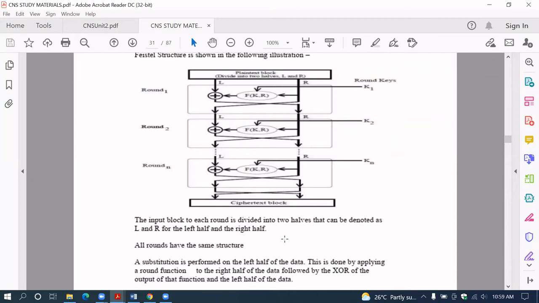So a substitution is performed on the left half of the data. This is done by applying a round function to the right half of the data, followed by the XOR operation. So what happens in the left half? You are using the concept of substitution. You are applying the round function. After applying the round function, you are implementing an XOR operation with the left half of the data, and the output of that and the right half of the data are both combined.